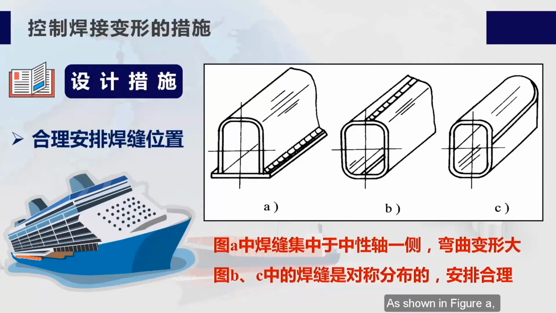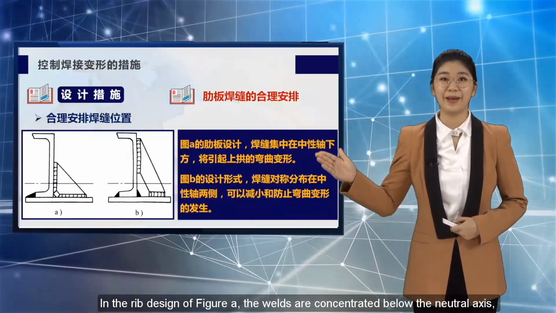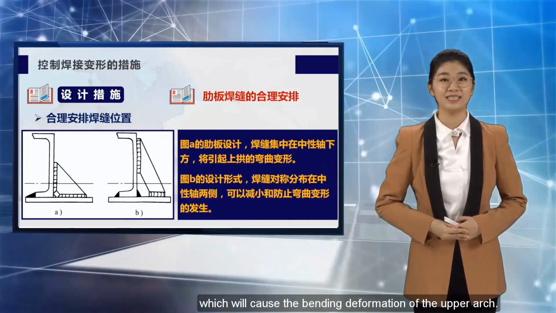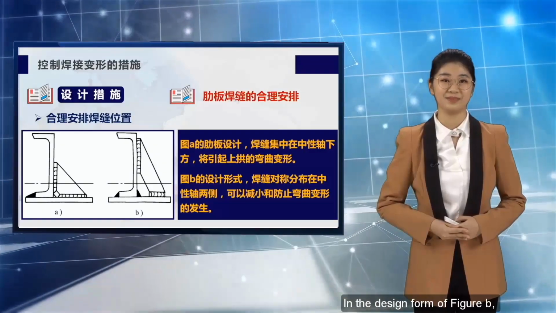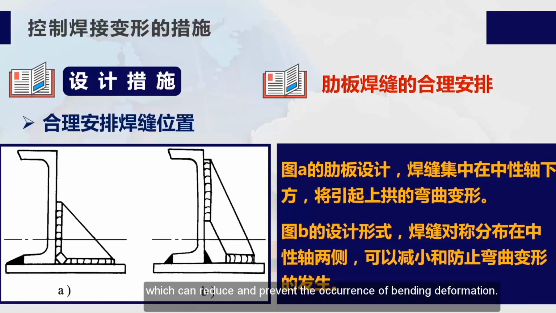As shown in Figure A, the welds are concentrated on one side of the neutral axis, and the bending deformation is large. The welds in figures B and C are symmetrically distributed and arranged reasonably. In the rib design of Figure A, the welds are concentrated below the neutral axis, which will cause the bending deformation of the upper arch. In the design form of Figure B, the welds are symmetrically distributed on both sides of the neutral axis, which can reduce and prevent the occurrence of bending deformation.